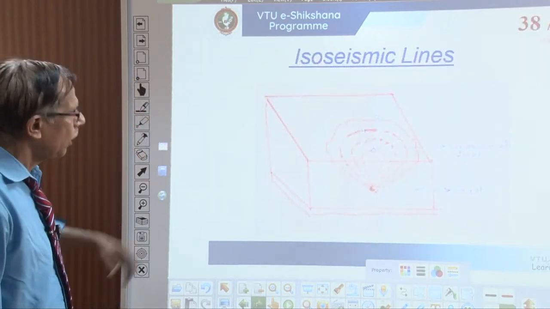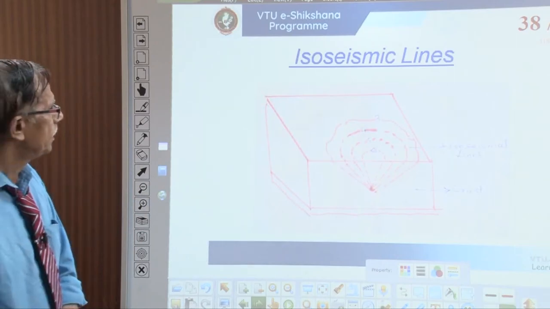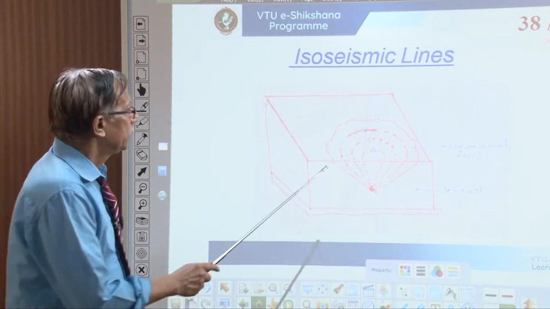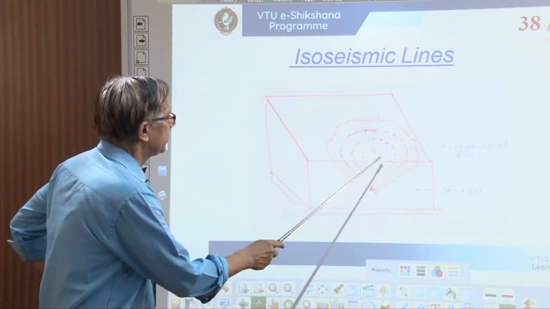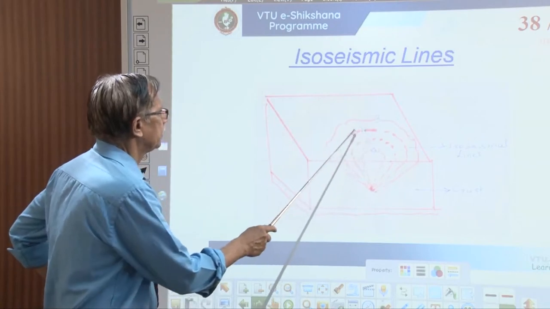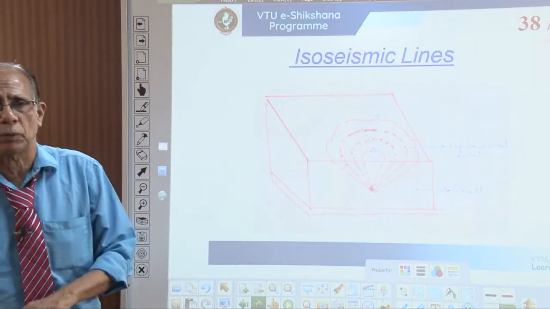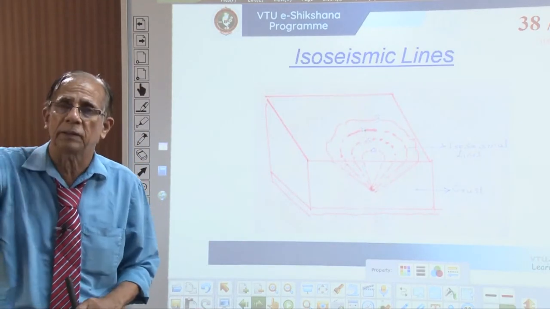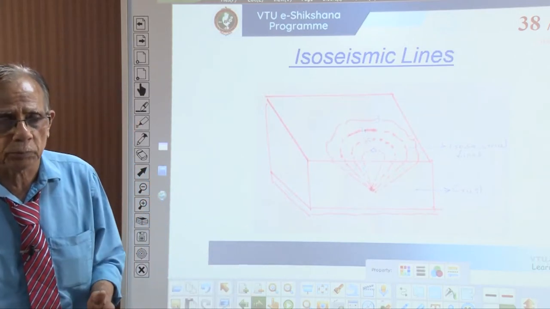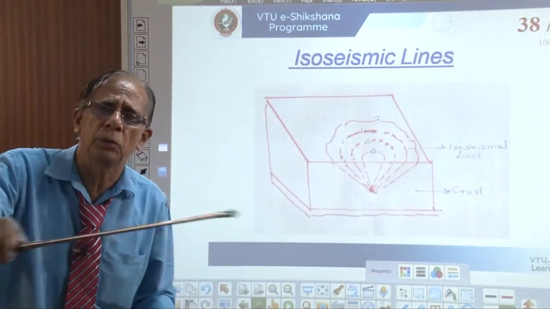Yes. How exactly are these zones defined? That we call isoseismal line. Intensity of earthquake is the same all along this line, all along this line, all along this line. This helps us to decide upon and define different intensity zones. Isoseismal means equal intensity of the earthquake wherever we go along that line.